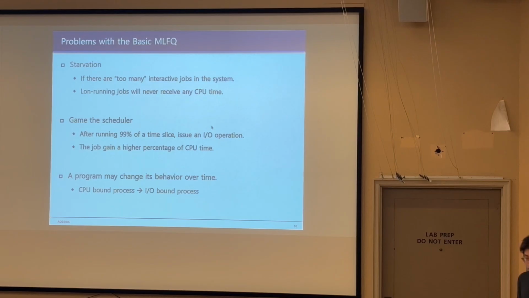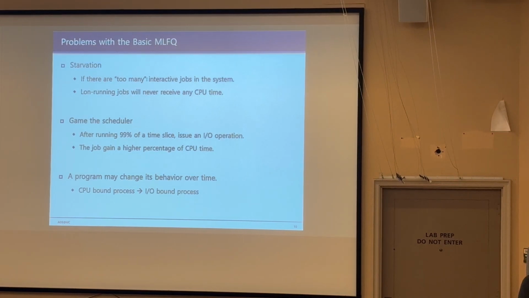So these are the downsides of the basic version of the multi-level feedback queue. First, starvation. If there are too many interactive jobs with short CPU bursts, then the long-running jobs will never get any CPU time. They will be starved. Second, you can game the scheduler: if you design a program that uses up 99% of the time slice, then does I/O, this job will get a much higher percentage of CPU time.